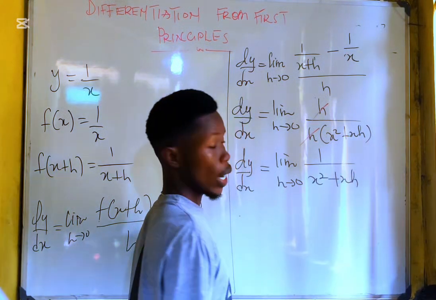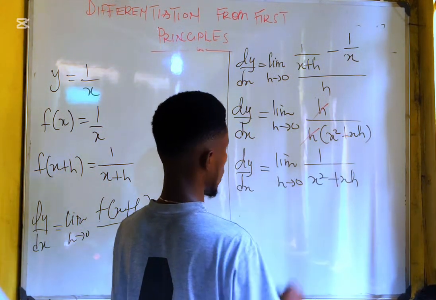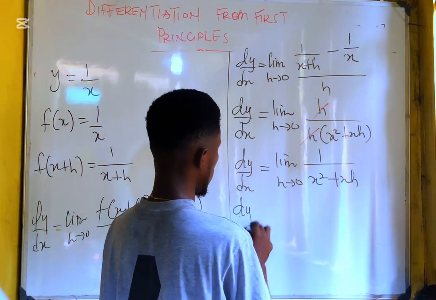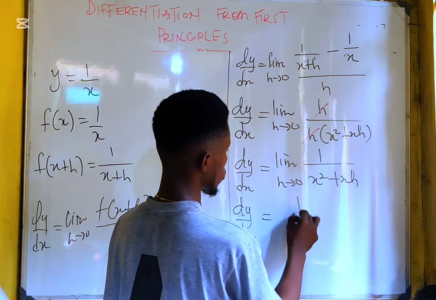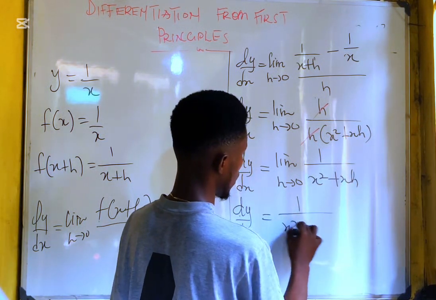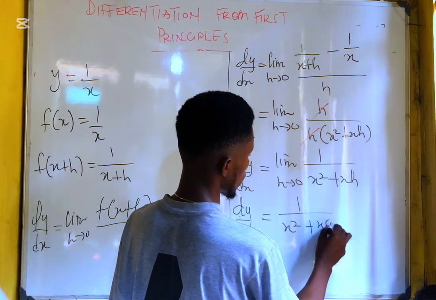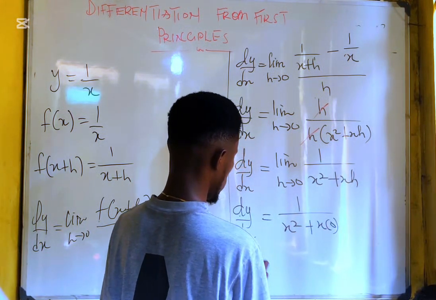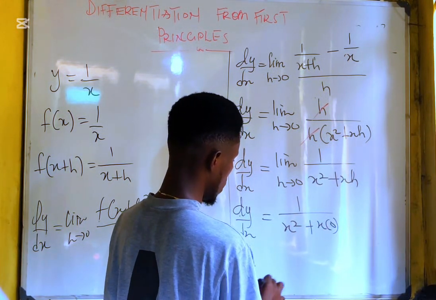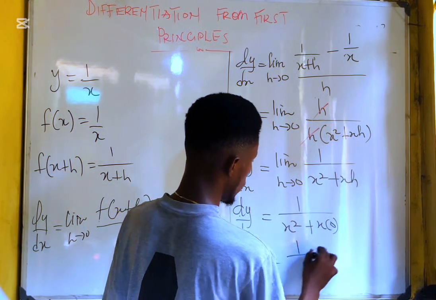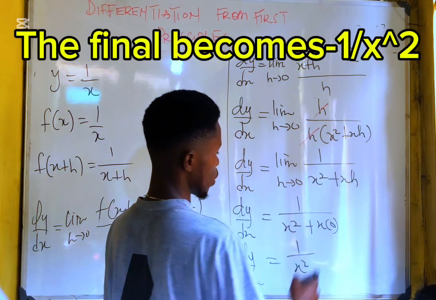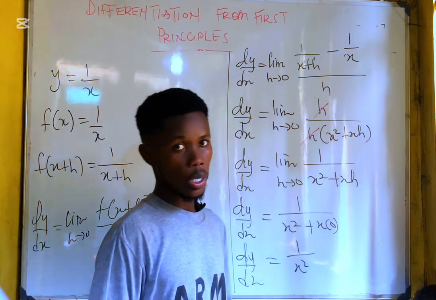Now at this point we can do the substitution. So our final answer now becomes 1 over x squared plus x times 0. Therefore dy dx will be equal to 1 over x squared, because this will give you 0. So that's the answer to this question.